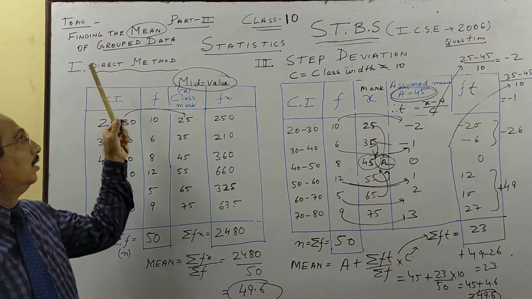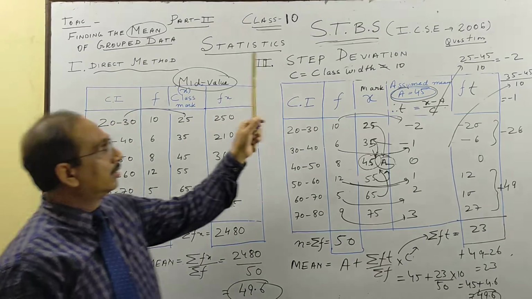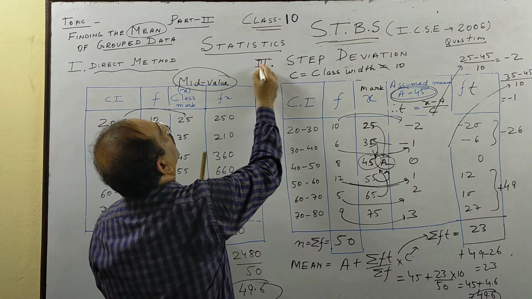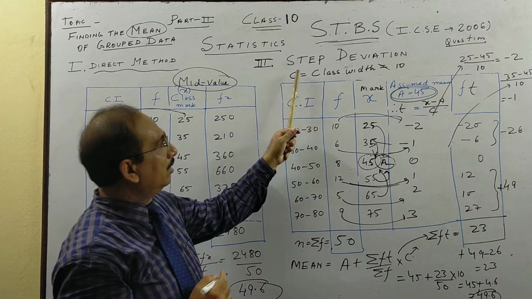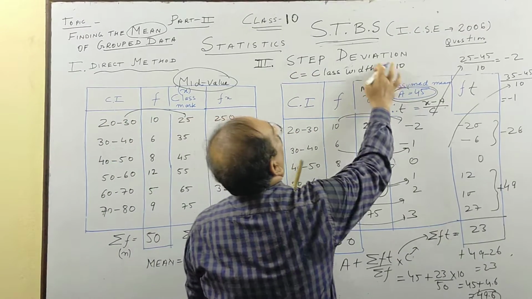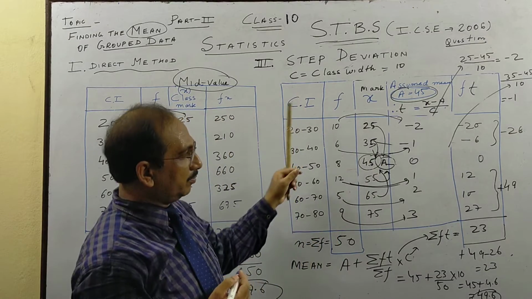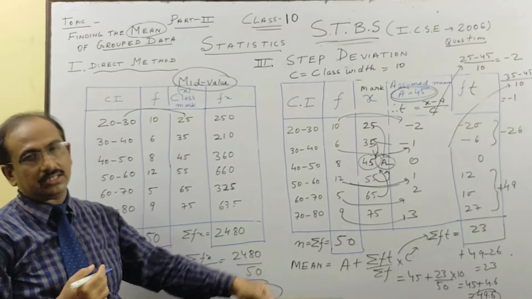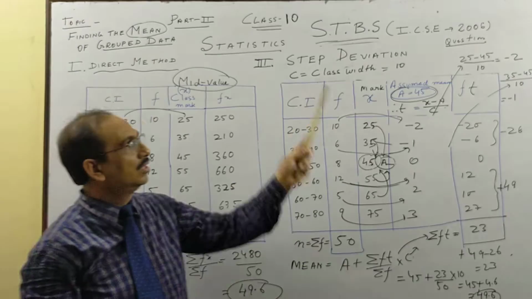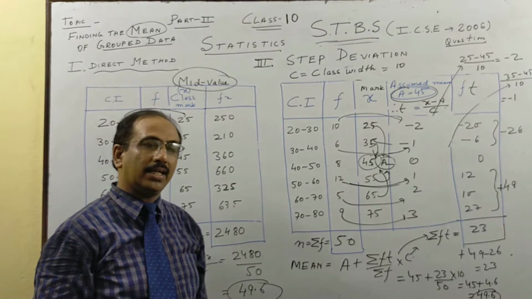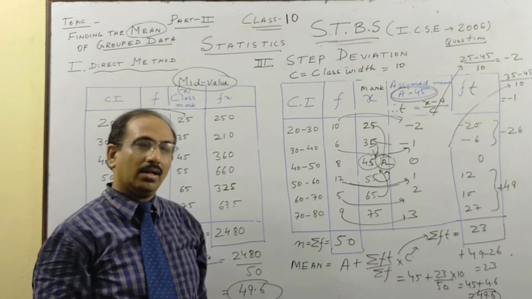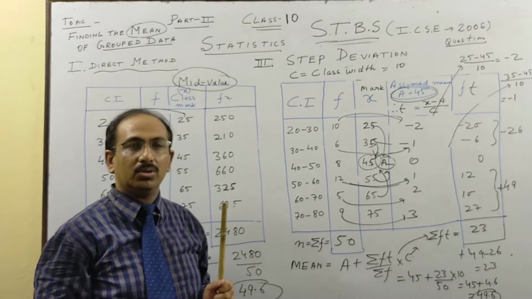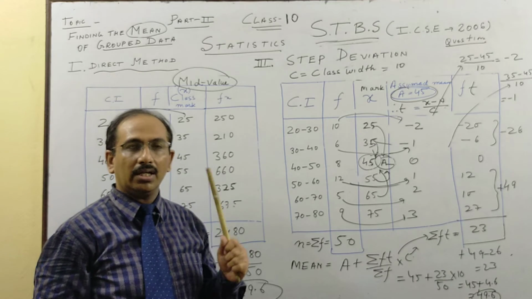So boys, once more, we learned the direct method, the shortcut method, and the third one is your step deviation method. The second and the third are called your assuming methods. So please pause the video and copy this nicely and practice. This was a 2006 question. Like that you can practice others. Generally one question like this comes in the exam, or there is something called median by drawing ogive that we will see, very important in our later classes.